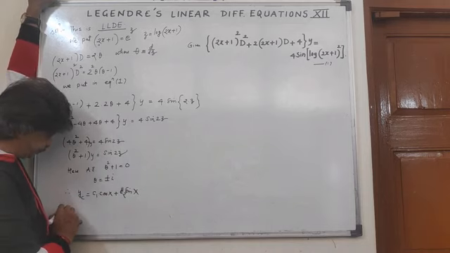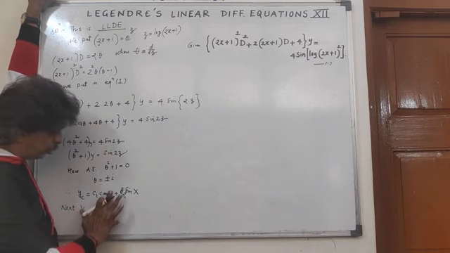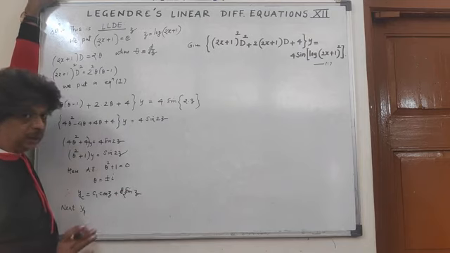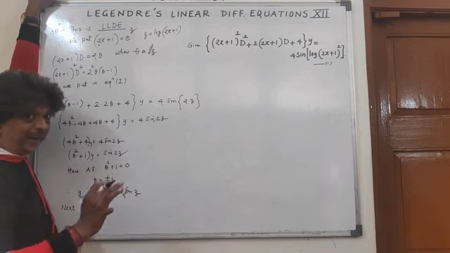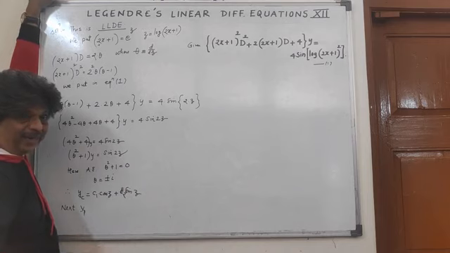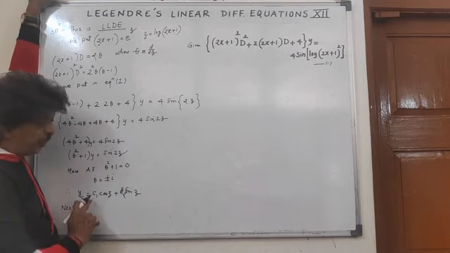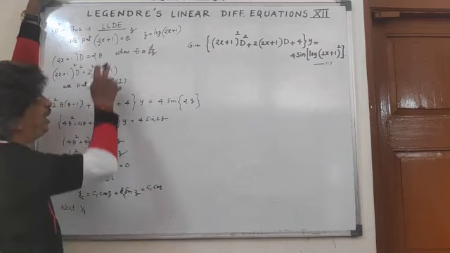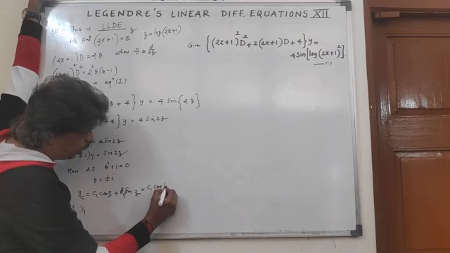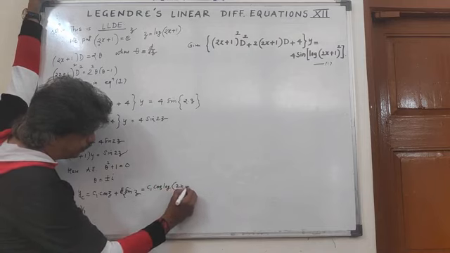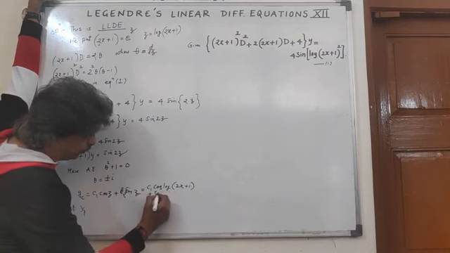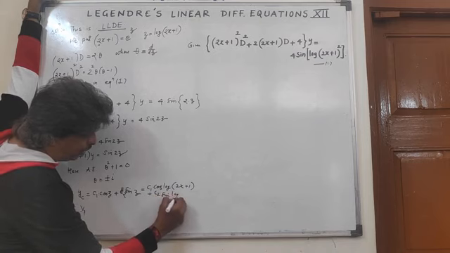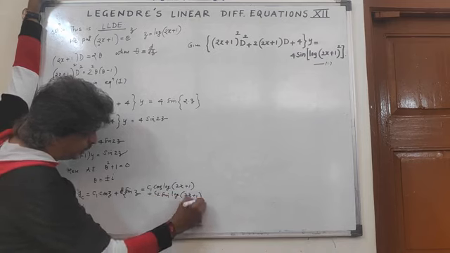No, I am sorry, it should be z. Here it is not D, it is theta. D is d by dx, theta is d by dz. So I have introduced this z here. C1 cos z plus C2 sin z, moreover equal to C1 cos, what was z? Log of 2x plus 1, plus C2 sin of log of 2x plus 1.